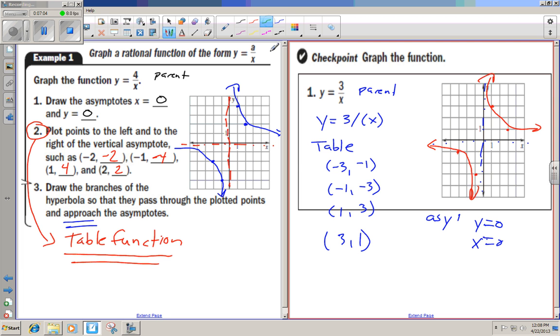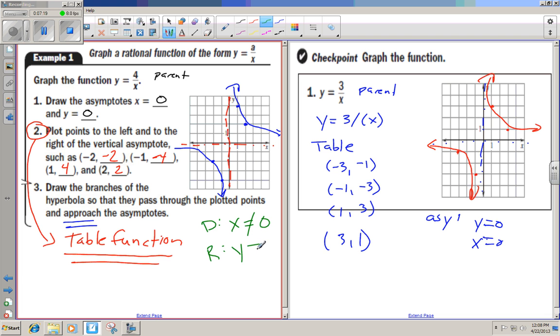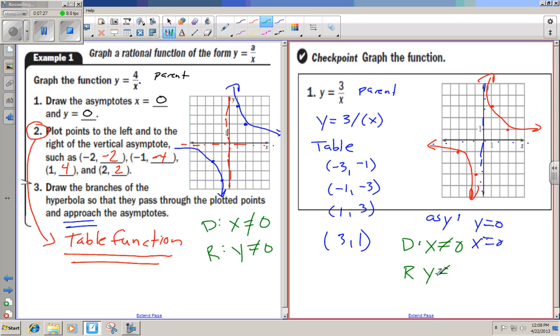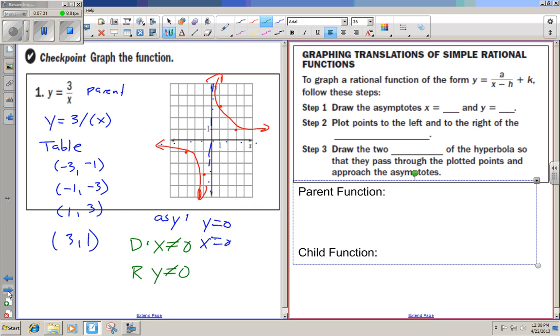Now we are forgetting about domain. For these, the easiest way is just to say that the domain does not equal the asymptote. The range does not equal what the asymptote is. That's going to be the best way for you to look at this.